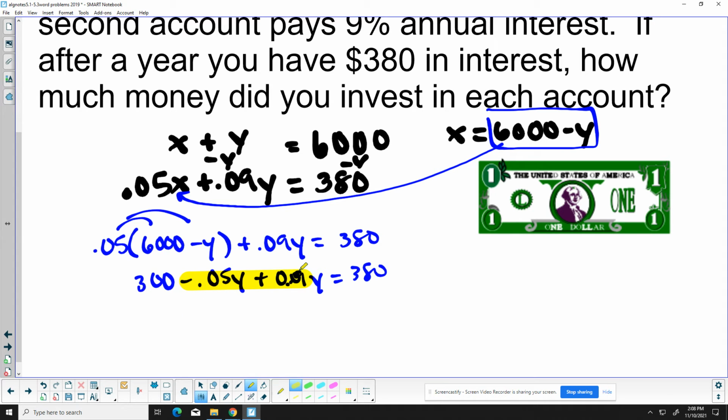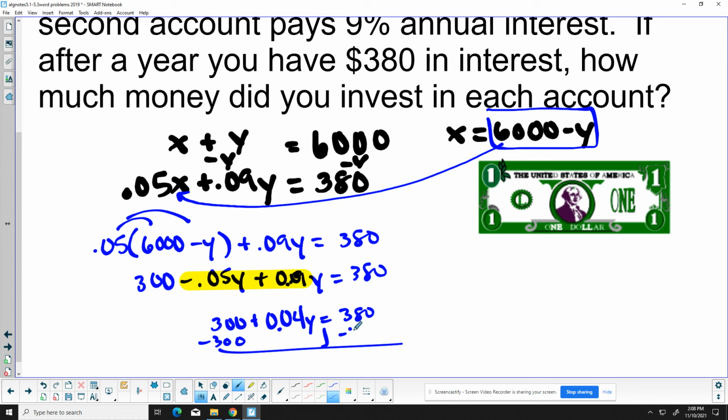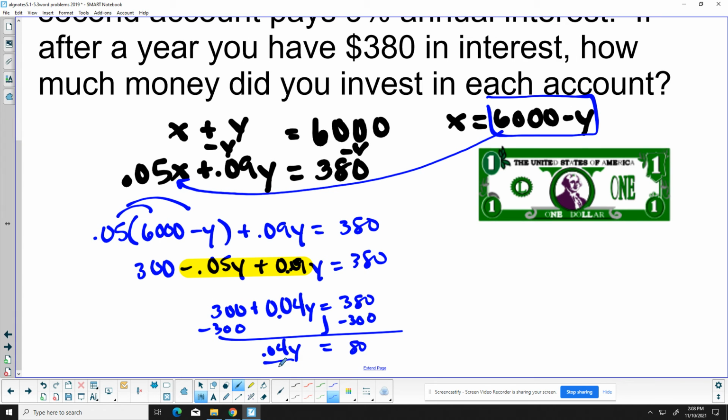Then I'm combining these two because they're like terms. So negative 0.05 plus 0.09 is 0.04. Actually, I've got that decimal in the wrong place. There we go. And then the 300 is in the front. Now I'm just going to solve for y. I'm subtracting 300, and I get 80. And then the last step is to divide both sides by 0.04.